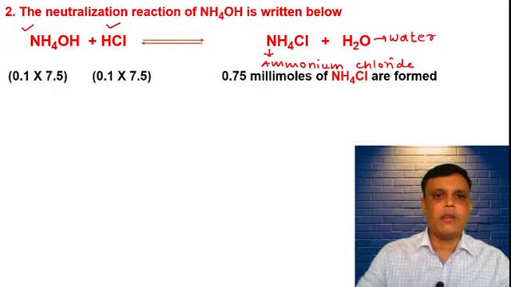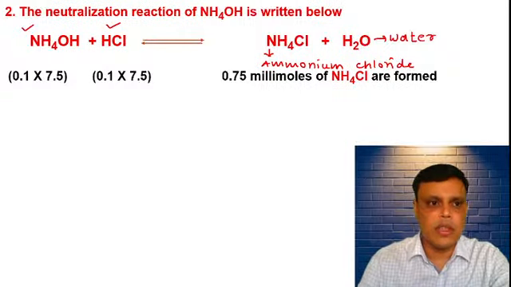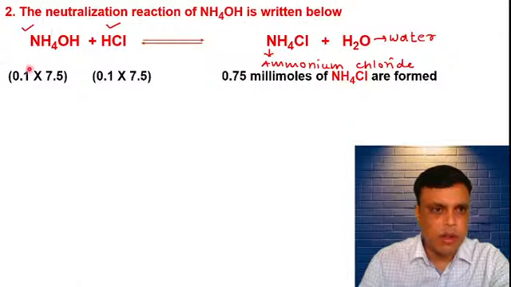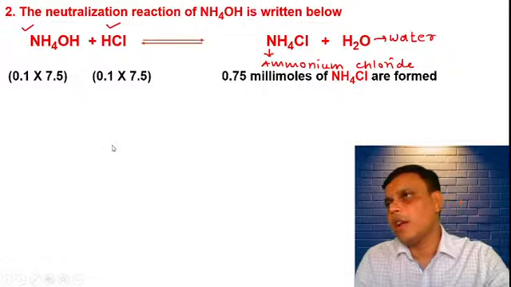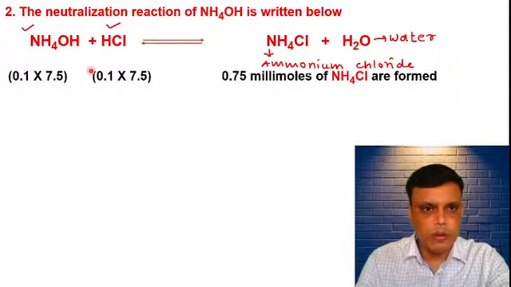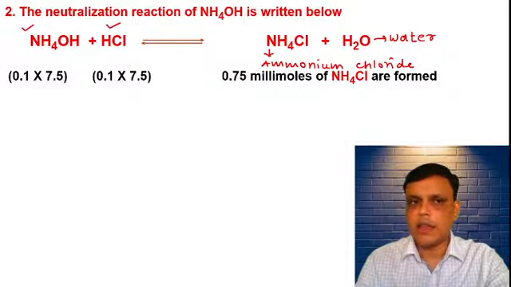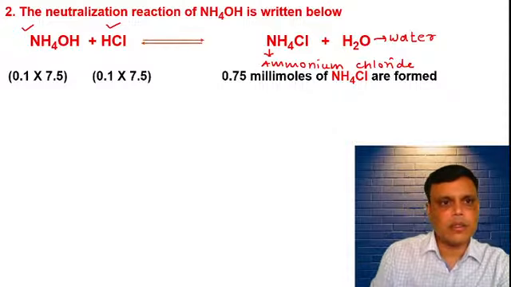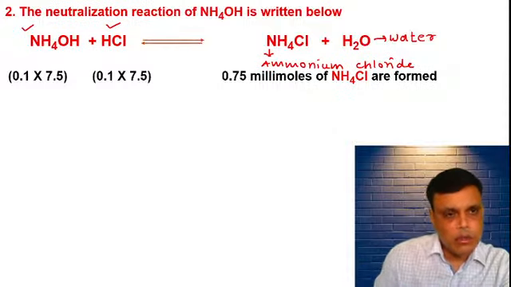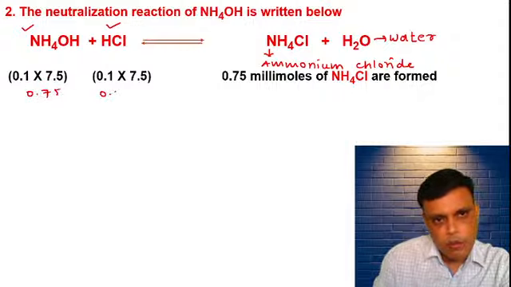Then we will calculate the millimoles. How will you calculate the millimoles? Volume into concentration. What concentration of ammonium hydroxide did we take? We have taken 0.1 normal. How much reacted? 7.5 ml reacted. Concentration of HCl is 0.1 normal, and we have added 7.5 ml of HCl from the burette. So this will be its millimoles. How much will it be? 0.1 into 7.5, so it will become 0.75. Here also it will become 0.75.